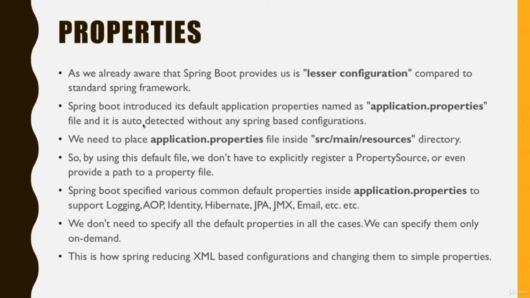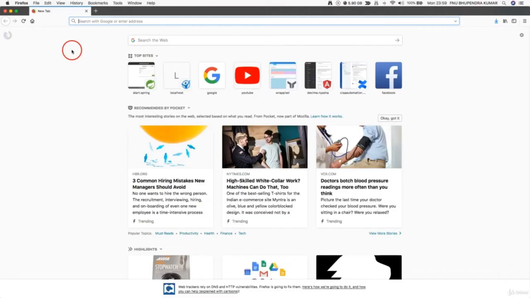The other major point is that we don't need to specify all the default properties in all the cases. We can specify them only on demand. There is a default configuration for everything, and if you want to override it, then only we need to put it. So by using properties, it reduces a lot of XML configuration. One of the best examples is putting in a JNDI or a data source in a normal Spring framework versus Spring Boot. Let's go through one of the projects and see how this property thing works. So let's start with creating a project.